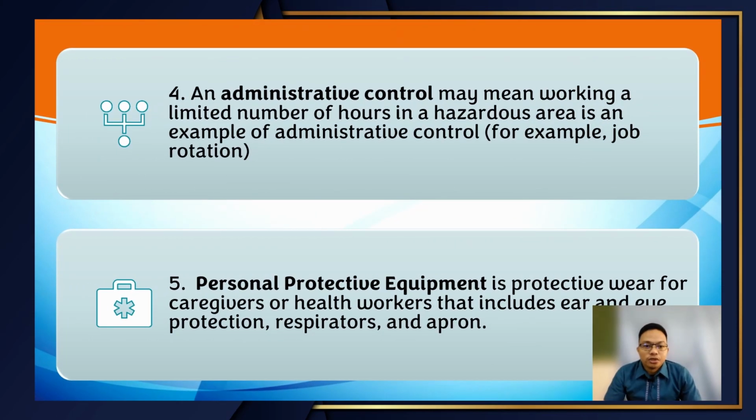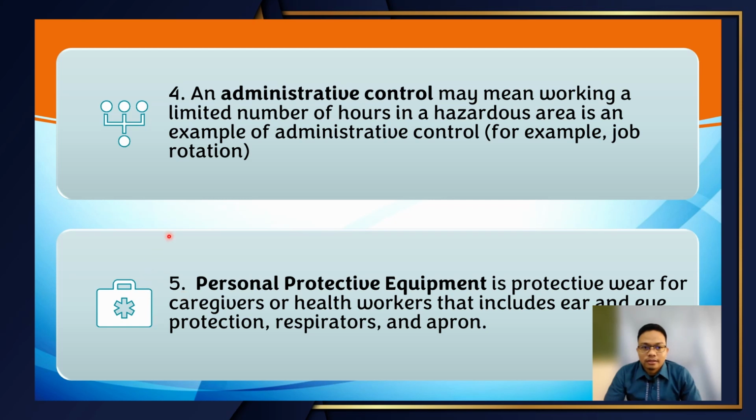Fourth is administrative control. Administrative control may mean working a limited number of hours in a hazardous area, as an example. So, we have job rotation. The administrator or the head of the unit has the authority to implement job rotation at work. Why? In order to minimize the exposure of the worker to a hazard. This will also maintain the number of healthy workers that can finish the work assigned to them.